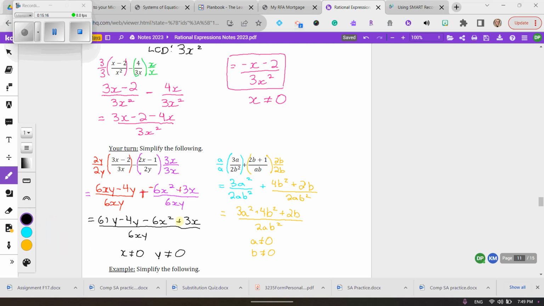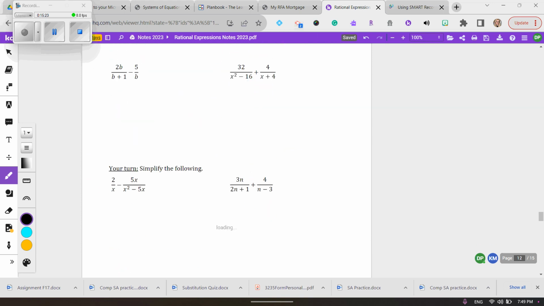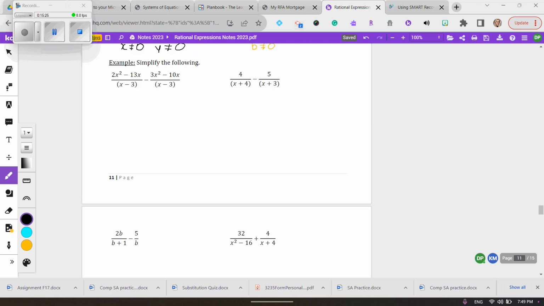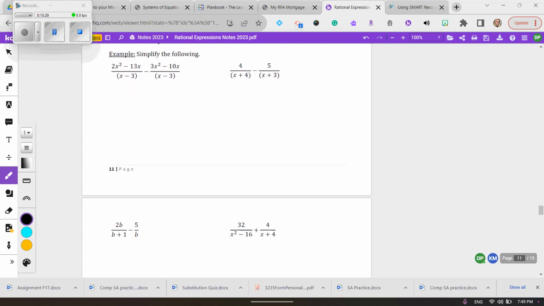So moving along, after you're finished checking your answers, let's do a couple more challenging ones. These ones now are usually going to have binomials on the bottom of the bar. On the first one, I see that they already have a common denominator of x minus 3. That makes my life a lot easier. If that's the case, I can just add or subtract the tops and be done with it.